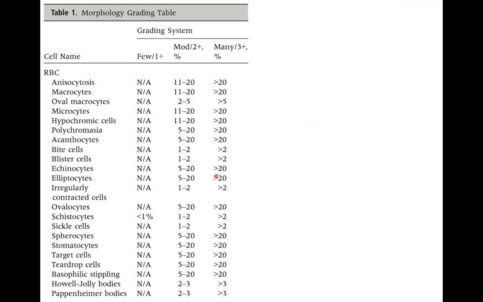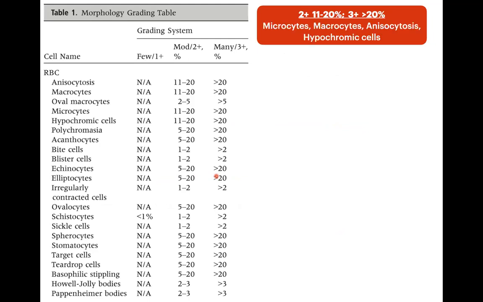So this is a complex image. That table is given for the RBC abnormalities in this article, and I just tried to group these abnormalities for the convenience of remembering them. First, when you are describing them, 2+ is 11 to 20 and 3+ is more than 20. So just remember this: 2+ you will mostly describe as moderate, and 3+ as many. In case of size abnormalities like microcytes, macrocytes, anisocytosis, and chromasias, hypochromic cells, you will use that 11 to 20 and more than 20% to describe them.